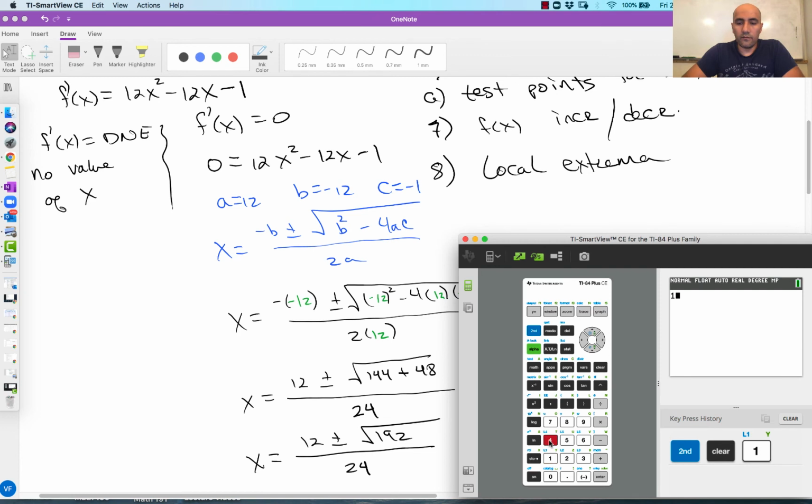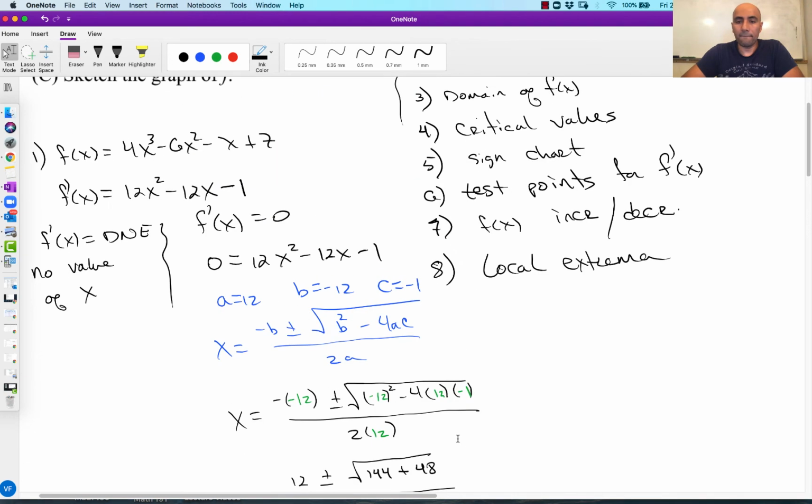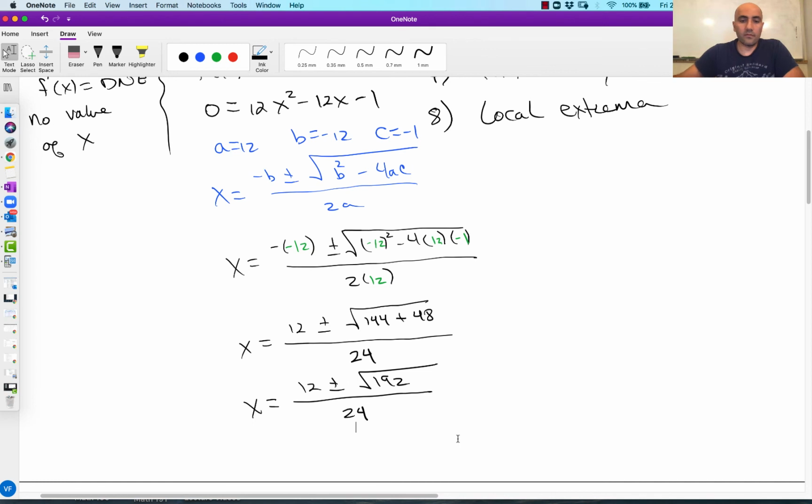So 144 plus 48, confirm. Yep, and then I want the root of that, to the 0.5 power. Gets me to that decimal. And so it's 13.8564. So let's say this means that x equals 12 plus or minus 13.8564, all over 24.